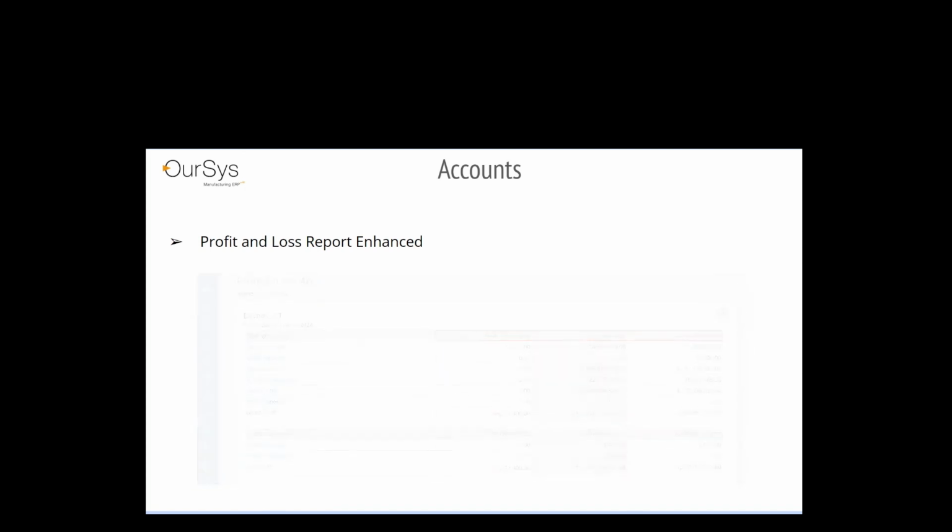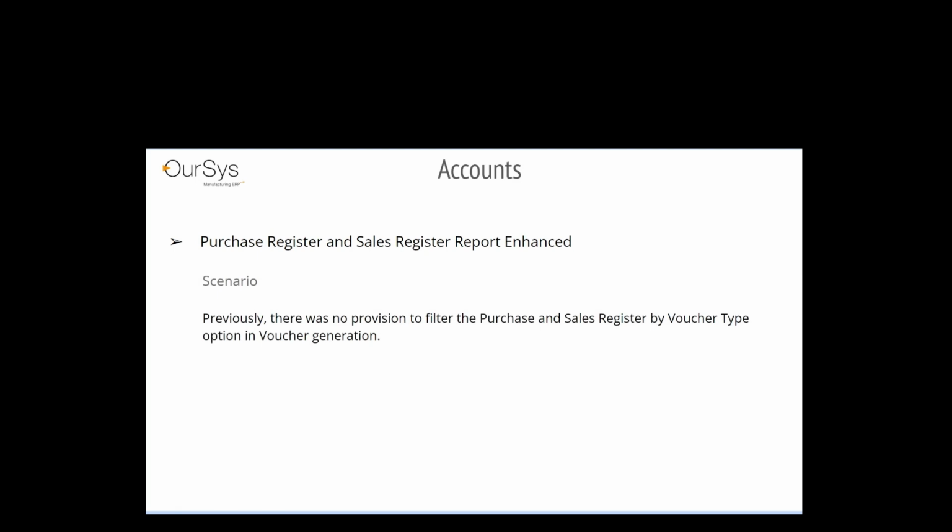Now moving to the next feature, that is purchase register and sales register report enhanced. So previously under the sales and the purchase register, there was a provision to add the voucher type in the sales and purchase register. Okay, but there was no way to filter the report by the voucher type. So in this version we have given the provision to search the report by voucher type in the filter.